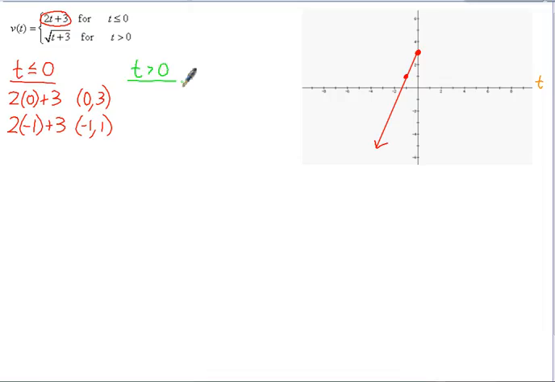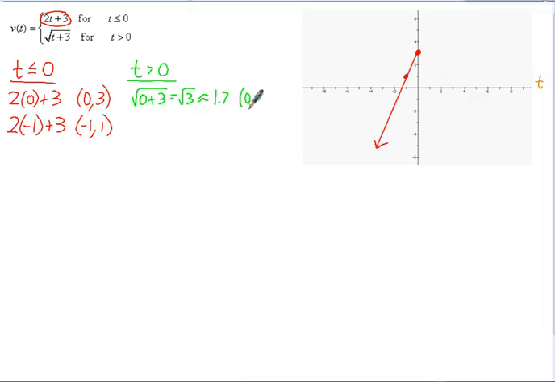So we first have to substitute in the breakpoint of 0, which gives you the square root of 3. Now, to help us graph this, let's approximate that. Square root of 3, well, square root of 1 is 1. Square root of 4 is 2, so it's between 1 and 2. But 3 is a little closer to 4 than it is to 1, so it would be closer to 2 than it is to 1. So it's around 1.7. That's just to help us graph it.